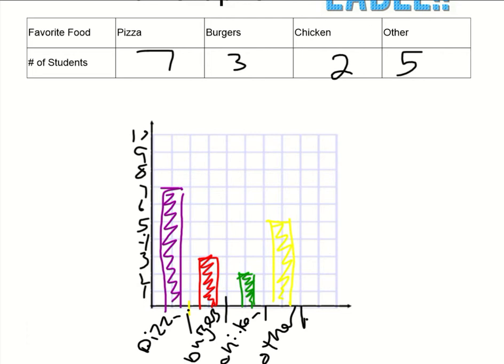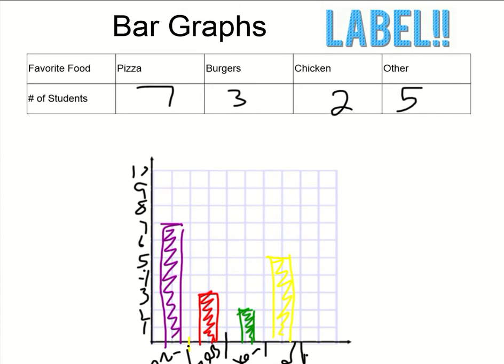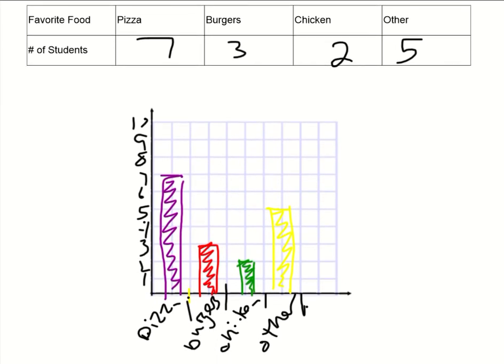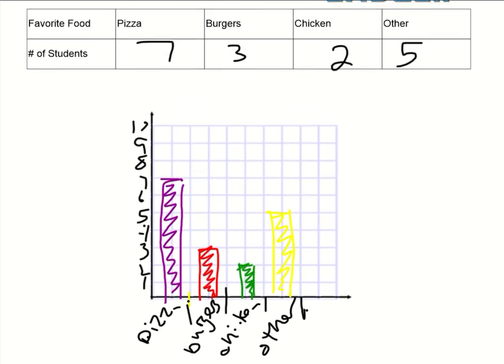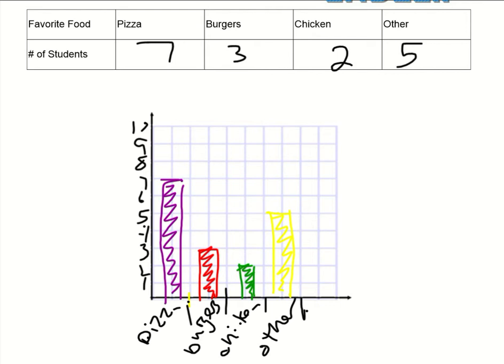There we go, now it's letting me color. And so if we look at our bar graph, there's a few things that are still missing. And it kind of tells you at the top of the page, it said label. And so what we need to do with our bar graph is we actually need to label some different things. And so we need to label this left side, this vertical side. And so what we're really measuring is, if you look at our table, the number of students. And so we can actually write that in there, that is the number of students.